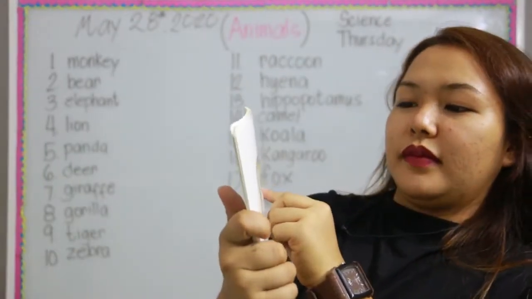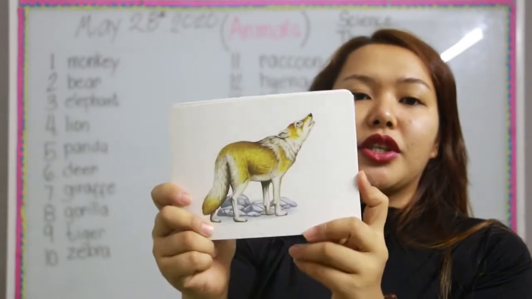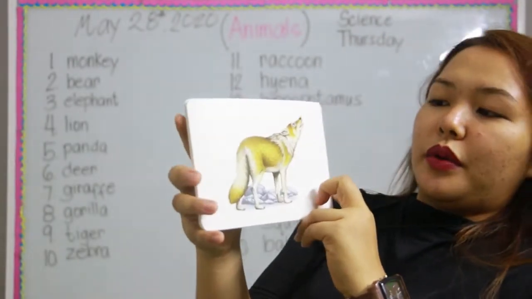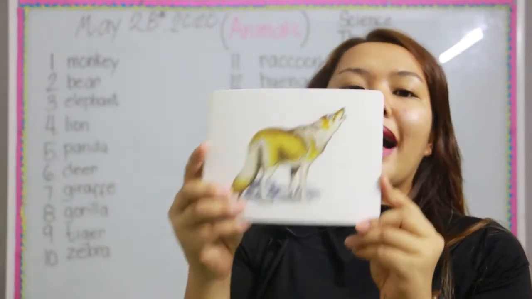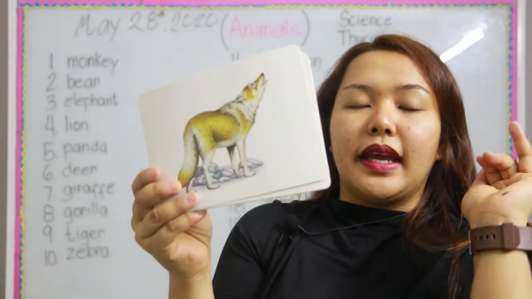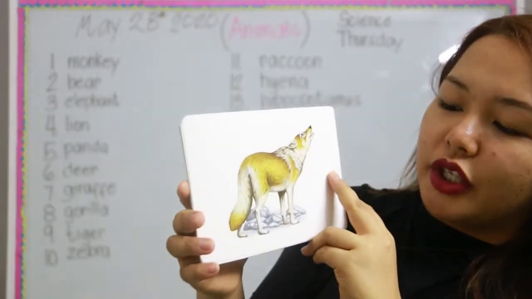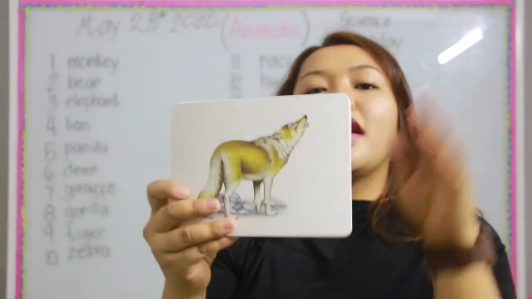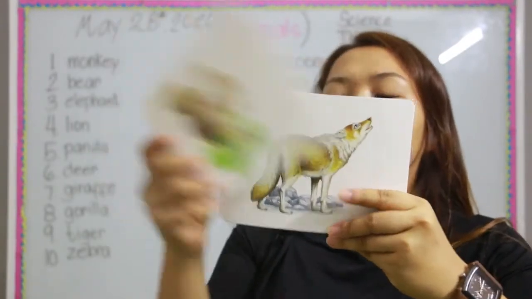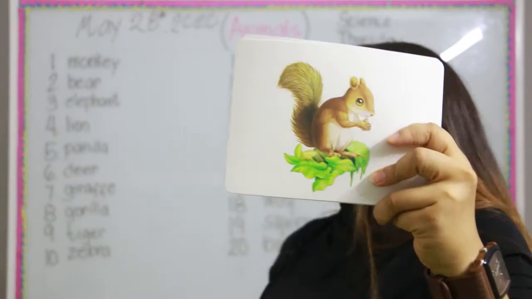Wolf. Okay. This is also a dangerous animal, especially if you bully them. So we should not have this animal at home, okay? Let's leave them in the forest, in the jungle. So what do we call this? Wolf. Next we have, okay, this one is very cute too.